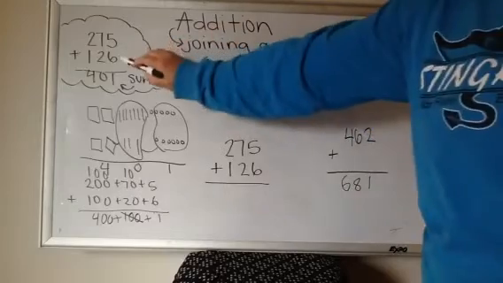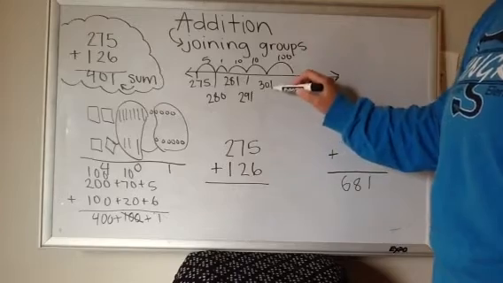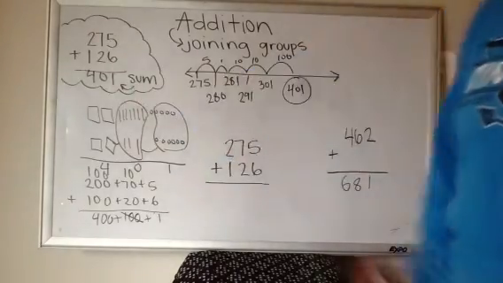And then I hopped my ones, my tens, let me hop my 100. 301 would turn to 401. Again, the same sum every time.